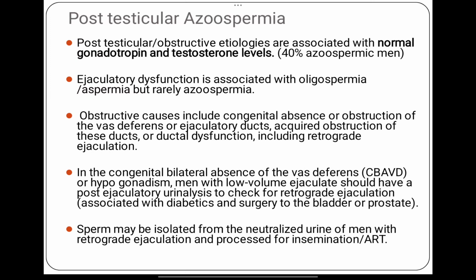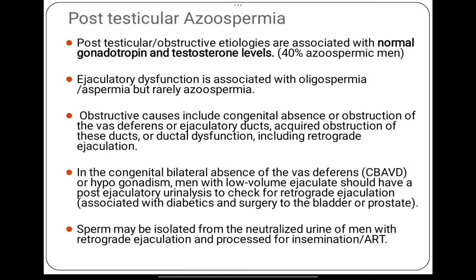Now, coming to post-testicular azoospermia. Post-testicular azoospermia occurs due to obstructive pathologies and is associated with normal gonadotropins, meaning the hormones will be normal, and it occurs in 40% of azoospermic men. Ejaculatory dysfunction is also associated with oligospermia or azoospermia, but rarely azoospermia.